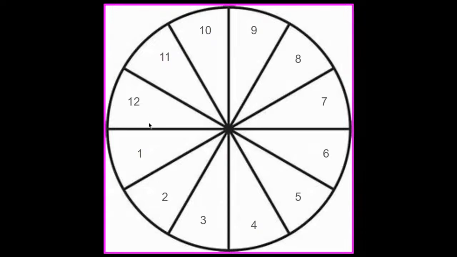All right. Numbered 1 through 12 counterclockwise. That's what this example is for, and preparing us to freehand our lines. Is everyone ready? Okay. Let's go.